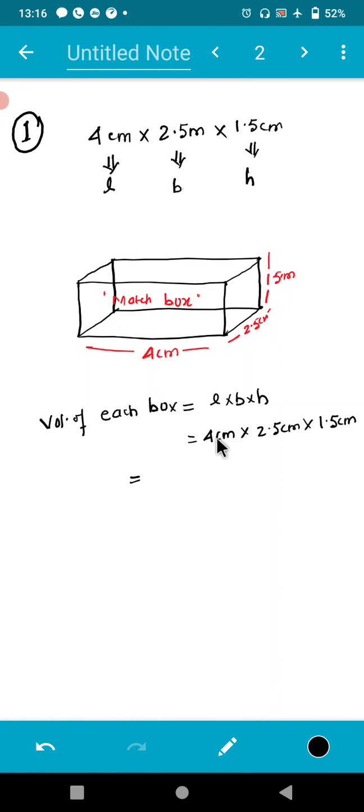So if you multiply all these numbers, we'll get it as 15. Now what will be the unit? How many centimeters are there? 3. So we'll write centimeter cube. Now this is the volume of each matchbox.